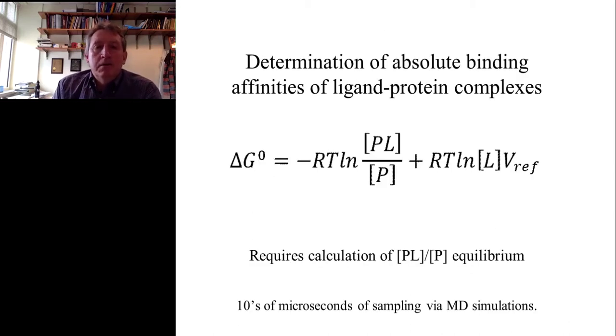Now, for quantitative CADD, we want to be able to determine the absolute binding affinity of a protein-ligand complex or the relative affinity. To calculate the absolute binding affinity, we actually have to calculate the equilibrium between the protein-ligand complex and the protein alone in solution. And we can do this with molecular dynamic simulations, but it's very expensive.